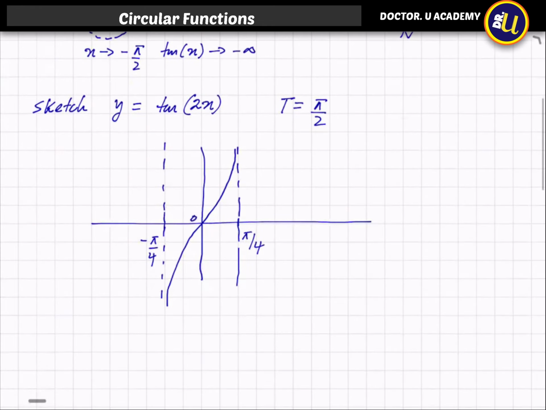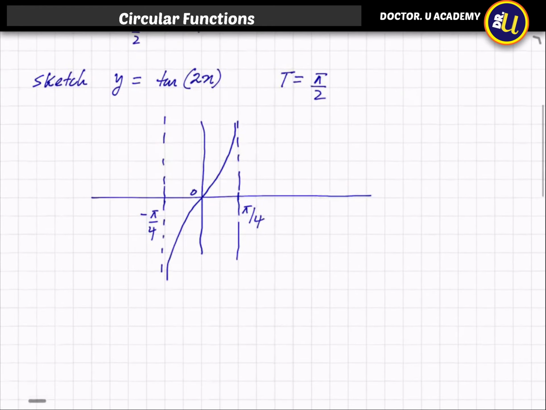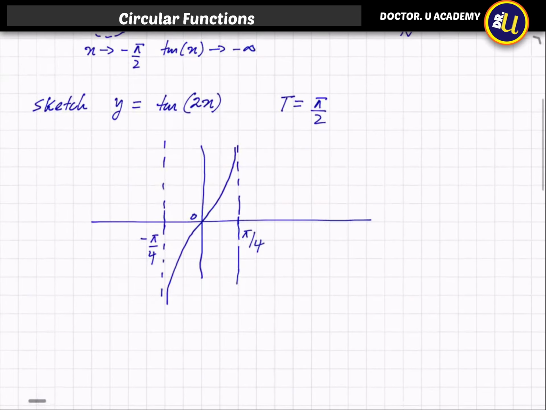Now, what if you need to draw y equals minus tan x? How does that look? That looks like this, right? So this one would be like this. That would be minus tan x.